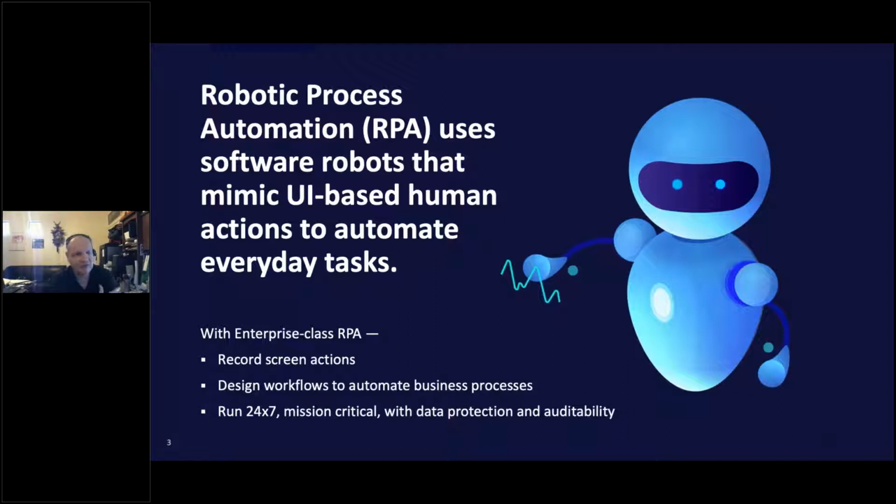So with enterprise RPA, what you're doing is really combining this notion of screen record capability, to be able to play that back in workflows to simulate or automate business processes. And critical and key to enterprise class RPA is to do this in a 24/7 mode for mission critical needs with data protection and auditability built into it. So how do I get from doing RPA for me, for instance, to automate my task, to now I need to extend this to the rest of the enterprise. And because I'm doing that, I need to make sure it's safe and secure, resilient, and works reliably any time of the day or night.